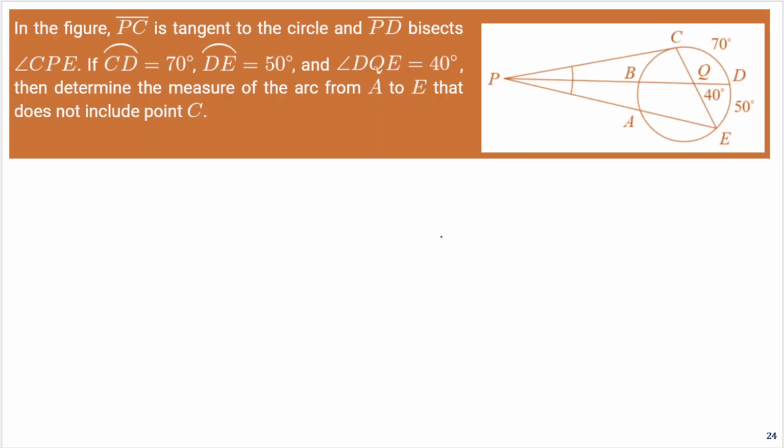So consider the figure on the right. Segment PC is tangent to the circle, and segment PD bisects angle CPE. If arc CD is 70 degrees, arc DE is 50 degrees, and angle DQE is 40 degrees, can you determine the measure of the arc from A to E that does not include point C, which is a short arc here, right?